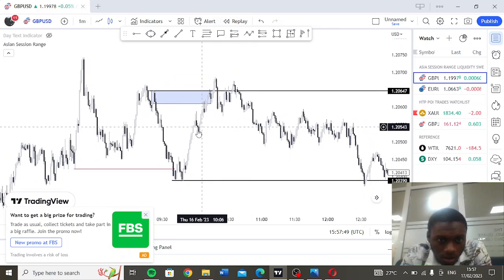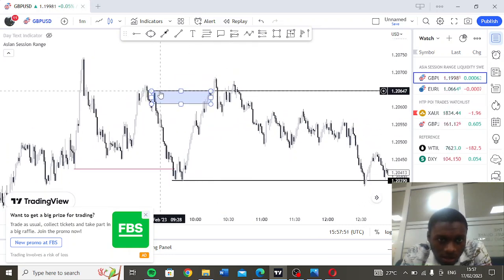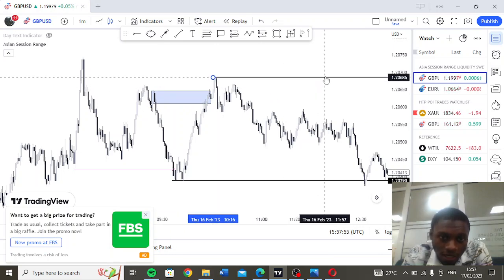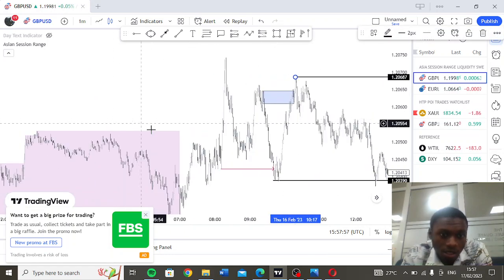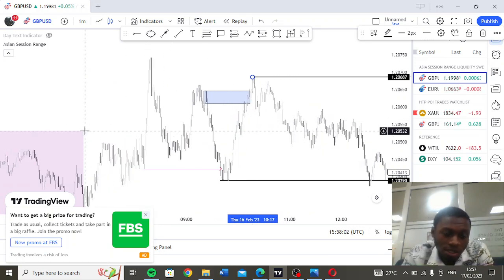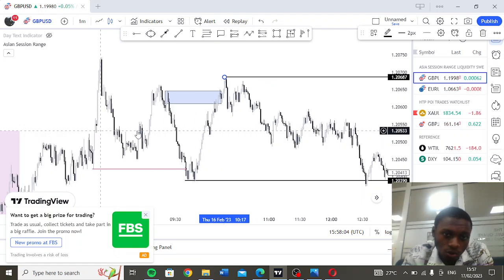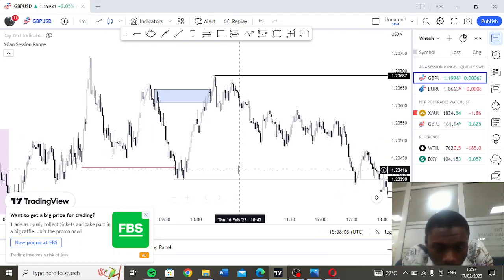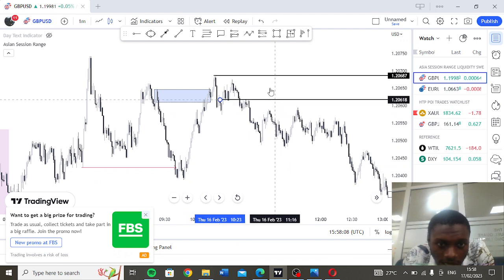So we see that this high was clearly taken out. So now our trend changes again. Then we find our high. We are still looking for sales because the liquidity was taken at this point. So we are looking for sales. So we move back in time.